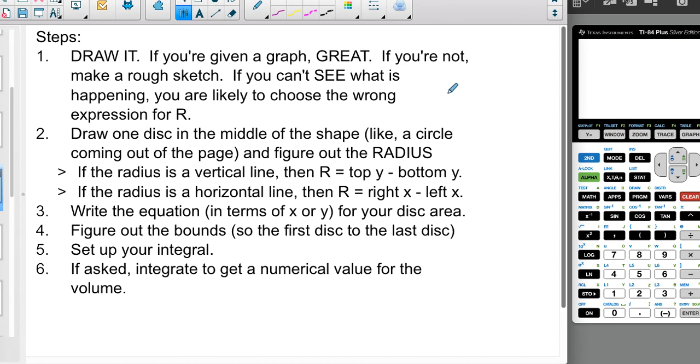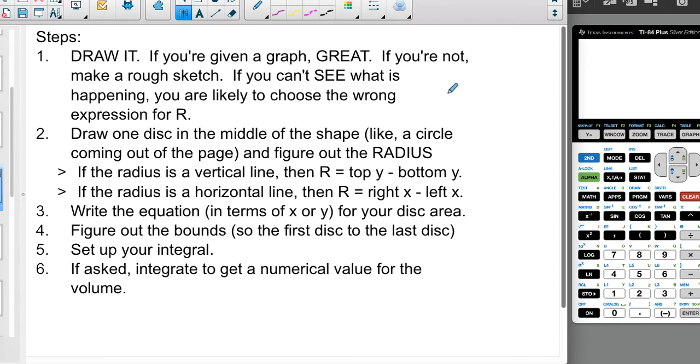Try to draw one disk somewhere in the middle of the shape, right? So draw it like it's coming out of the page, and I'll show you what I mean by that in a sec. And then we want to find the radius. We've seen this in previous videos, that if our radius is a vertical line, we do top y minus bottom y. If our radius is a horizontal line, we would do right x minus left x.